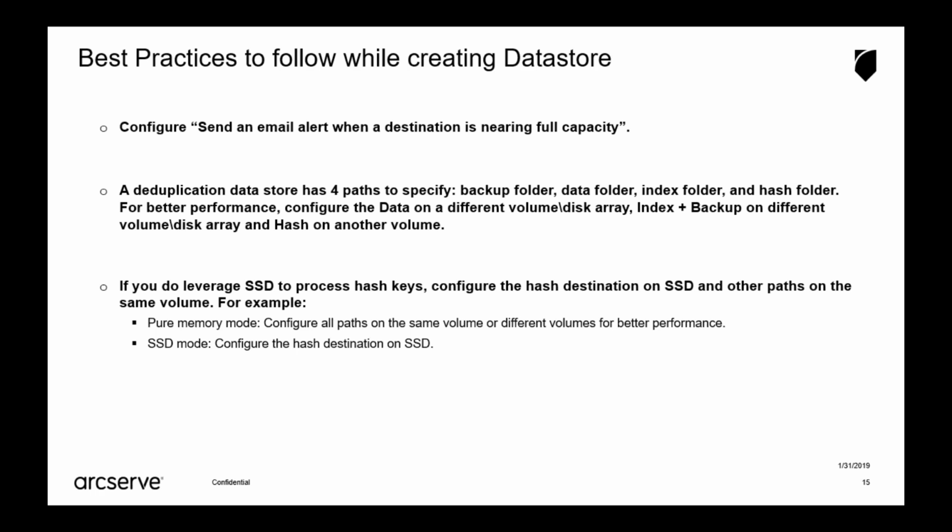Now the dedupe data store consists of 4 folders. 1, a backup or common folder. 2, data folder, index, and hash. For better performance, configure the data on a different volume or disk array, an index and common folder or backup folder on different volume or disk array, and hash on another volume, depending on the SSD or the pure memory.